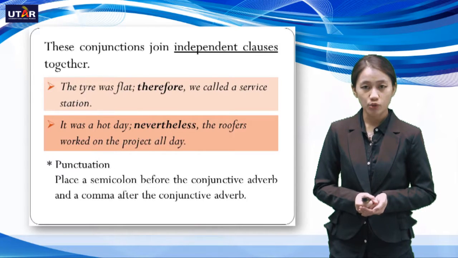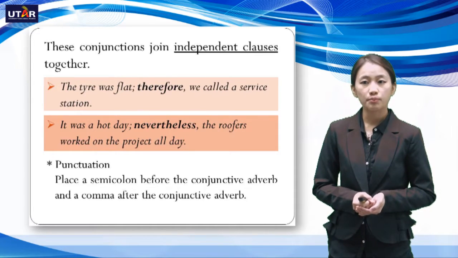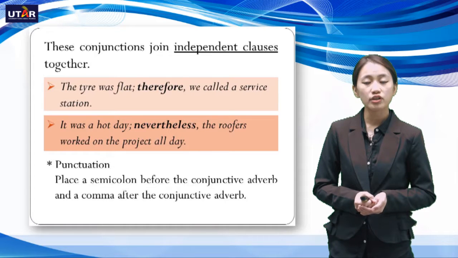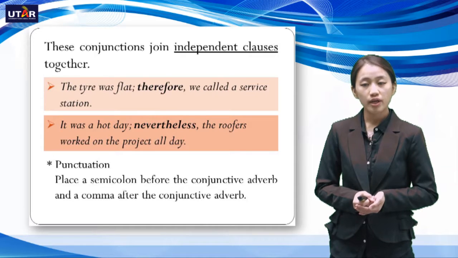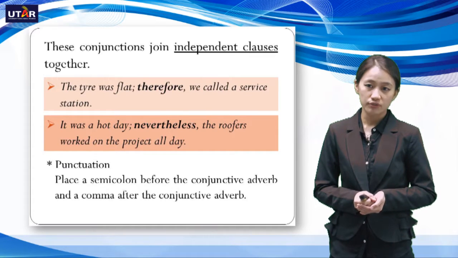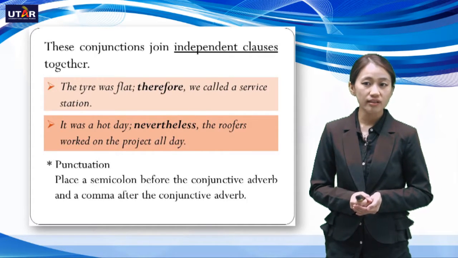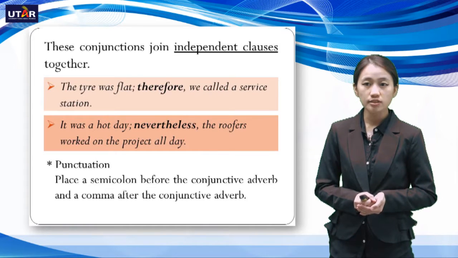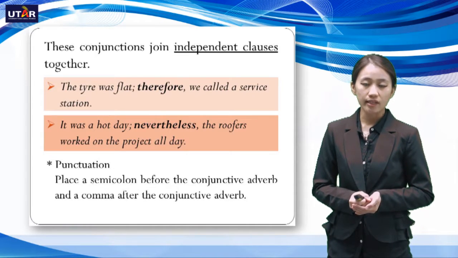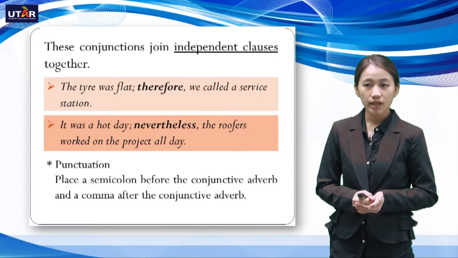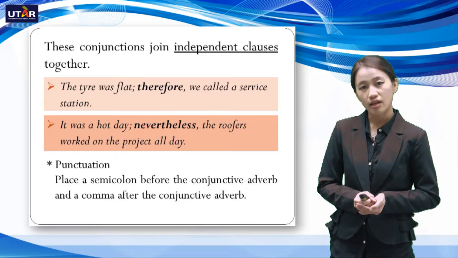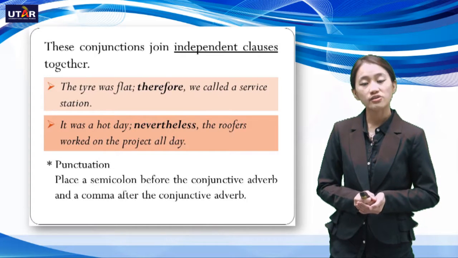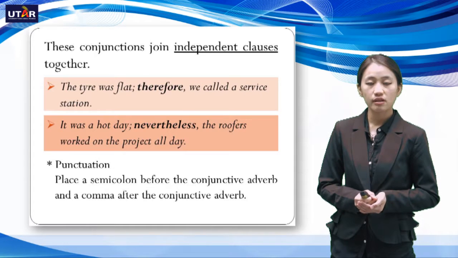In terms of punctuation, you must remember to place a semicolon before the conjunctive adverb and a comma after the conjunctive adverb. So if you were to look at the examples previously, the tire was flat, followed by a semicolon. It was a hot day, followed by a semicolon. Then only you place the conjunctive adverbs, and then followed by a comma. In this case, therefore, comma, and also nevertheless, comma.